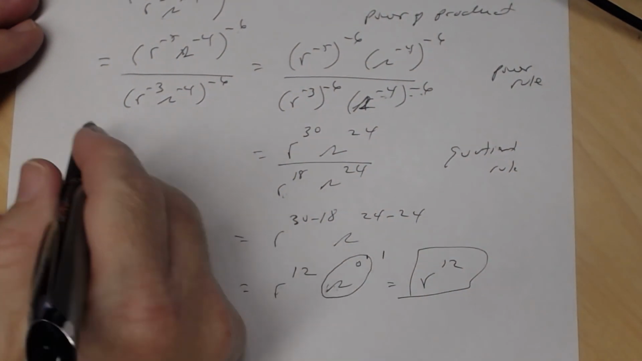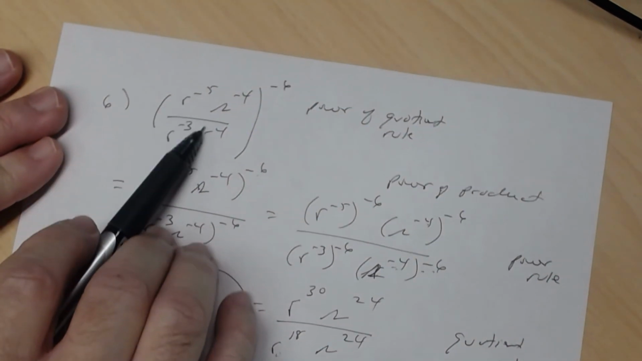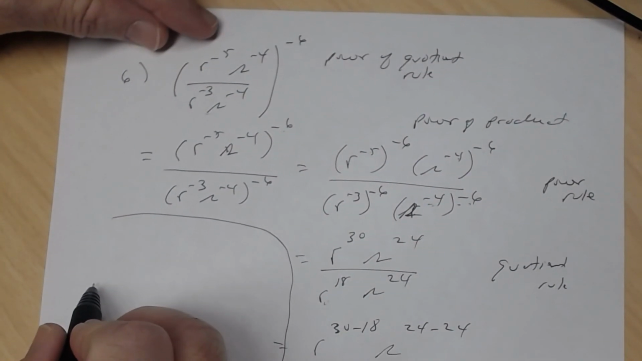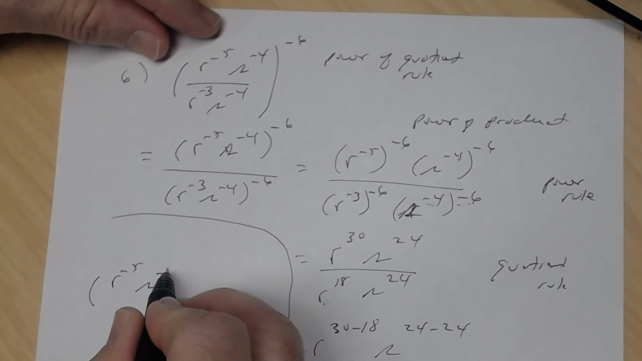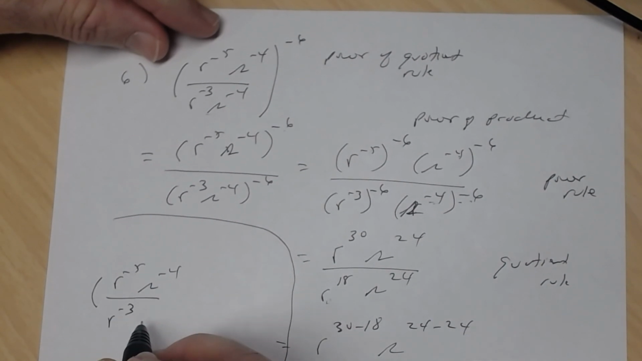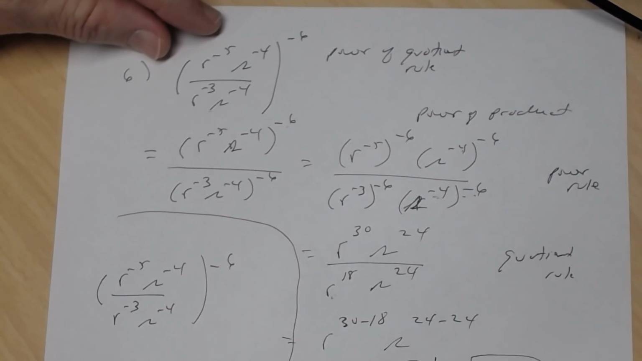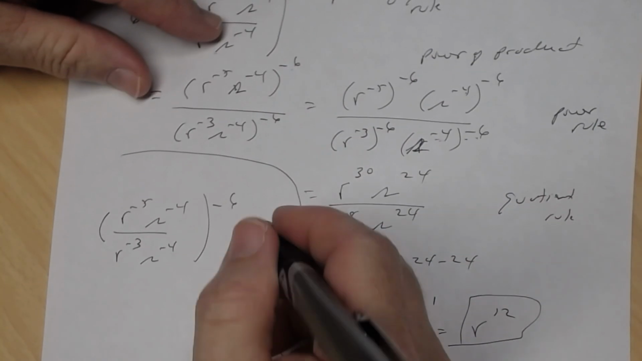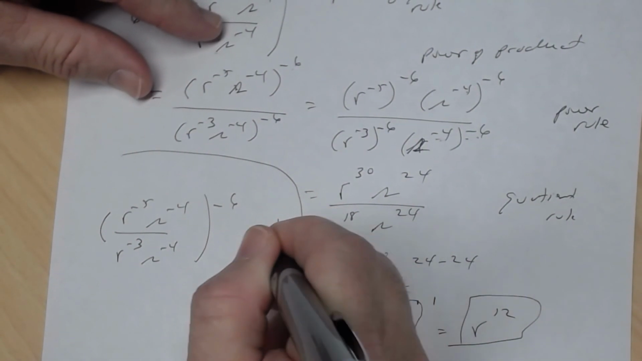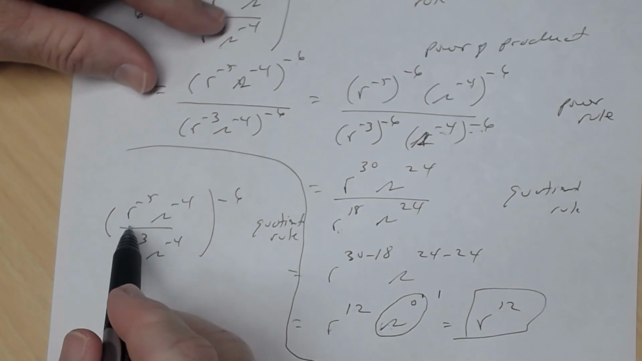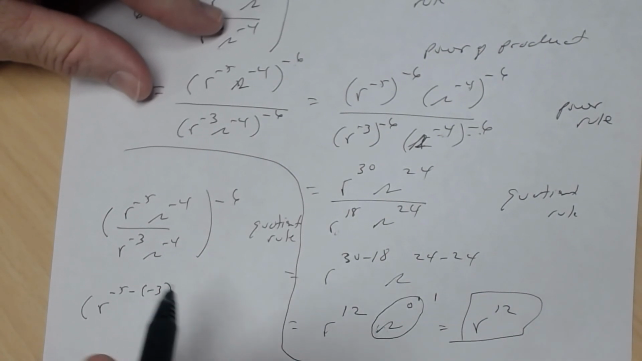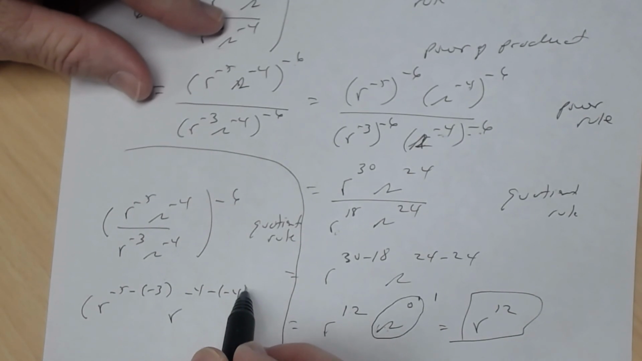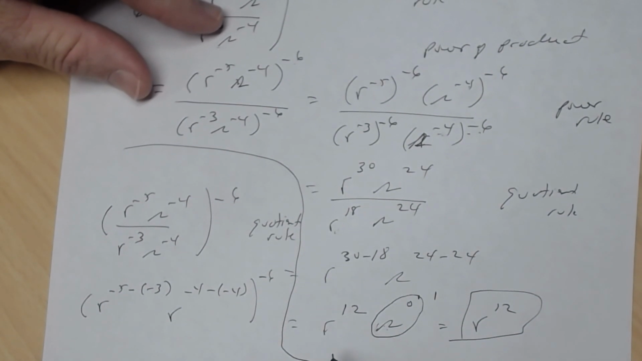All right, and then the other path you could have taken, remember, is by using the quotient rule first. So let's go ahead and do that. r to the negative 5, s to the negative 4, divided by r to the negative 3, s to the negative 4, all raised to the negative 6 power. If we use the quotient rule first, then I'm going to get r to the negative 5, subtract the negative 3, times s to the negative 4, subtract the negative 4, all raised to the negative 6 power.